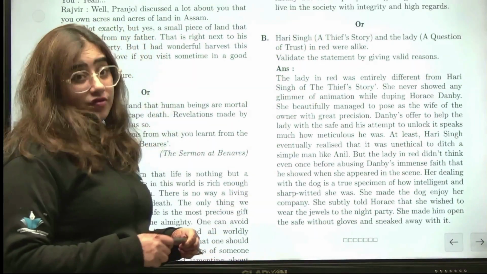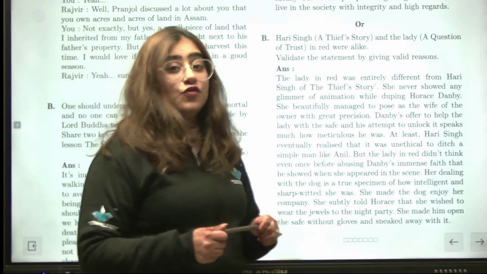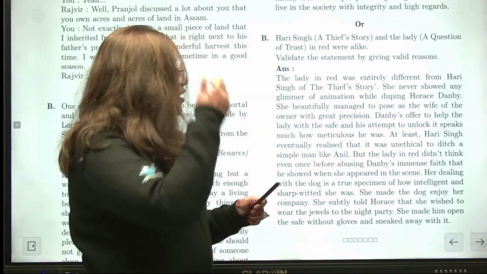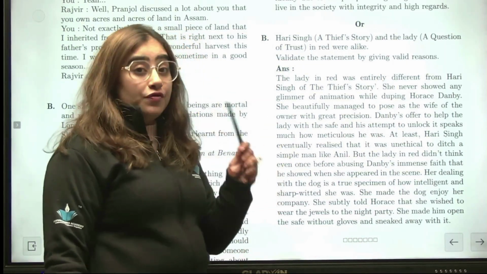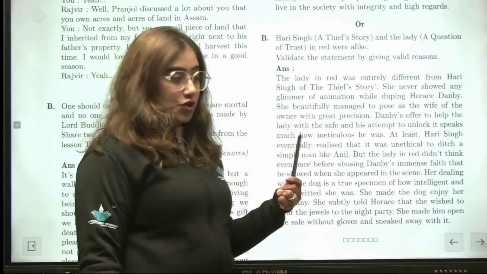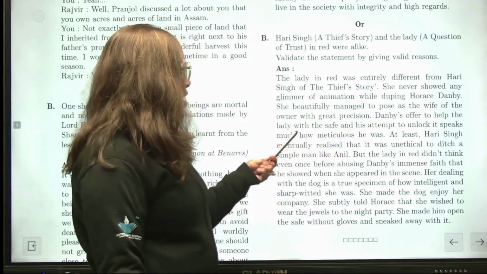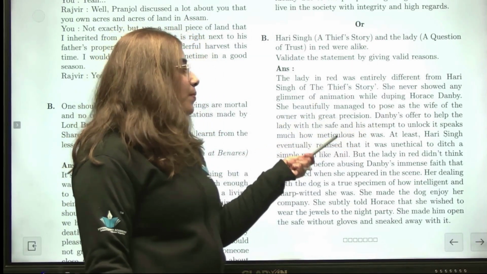The lady in red was entirely different from Hari Singh of the thief story. She never showed any glimmer of animation while duping Horace Danby. She beautifully managed to pose as the wife of the owner with great precision. Danby's offer to help the lady with the safe and his attempt to unlock it speak of how meticulous he was.